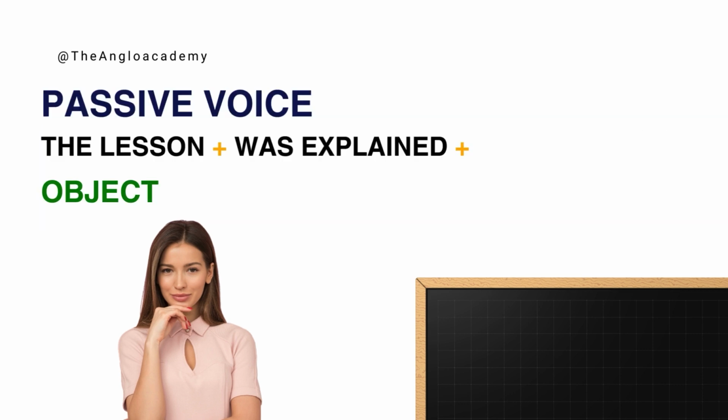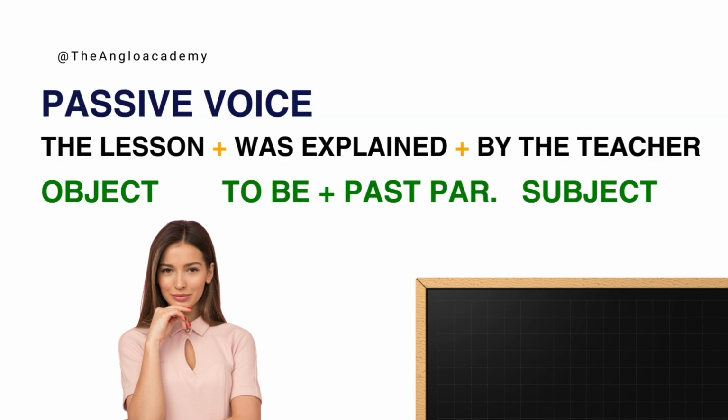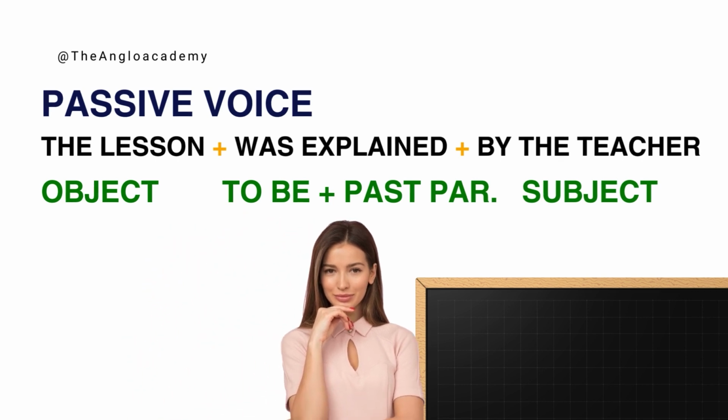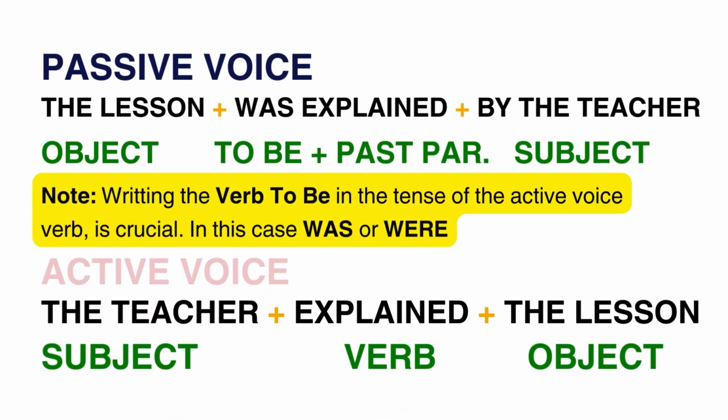Passive will be the lesson, object, was explained, verb to be, of the tense of the active voice plus the past participle, by the teacher, subject. We use was or were followed by the past participle to form the passive voice in simple past tense. You see? Now, let's go along with simple future tense.